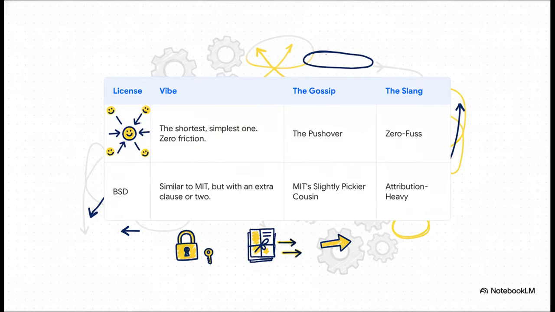So, first up, let's meet our main characters. We've got the MIT and BSD licenses. This is what we'll call the chill club of open source. MIT is the definition of zero fuss. I mean, the gossip is that it's a total pushover. And BSD? Think of it as MIT's slightly pickier cousin. It wants a little more, like a clause saying you can't use the author's name to endorse your own stuff, but they've both got that same low drama vibe.